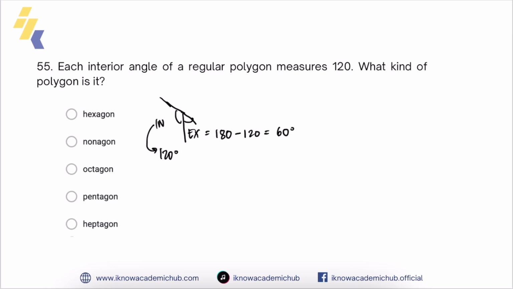To know the number of sides n, we just have to divide 360 by the measure of the exterior angle, that is 60. So 36 divided by 6 is 6. So that is 6 sides, and we call that hexagon, and thus the correct answer.